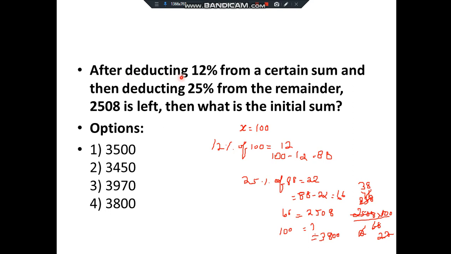After deducting 12% from a certain sum and then deducting 25% from the remainder, 2508 is left. Then what is the initial sum? The question is, first you have a number, from that 12% you are discounting. You think like that. Deducting means discount. After that you will get a value, right? From that again 25% you are deducting, and finally you will get a value of 2508. So what is the initial number?